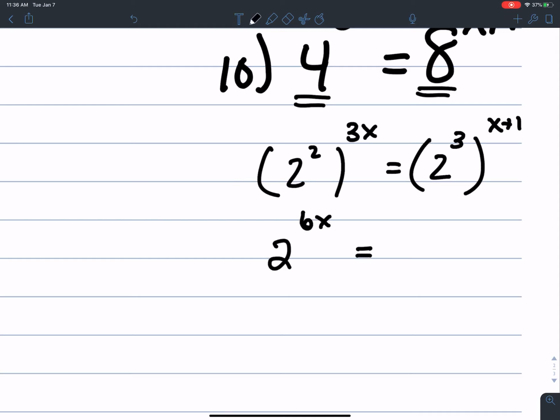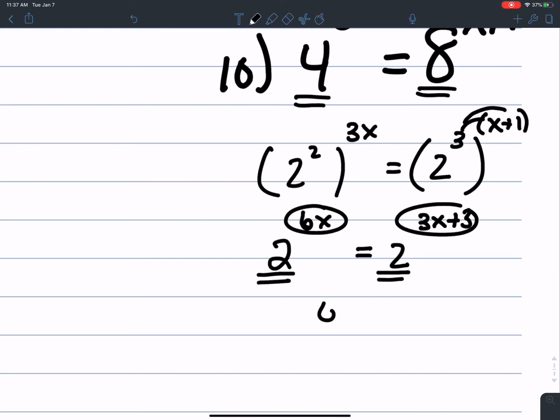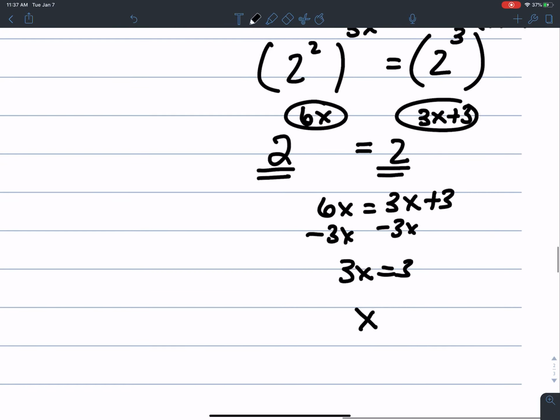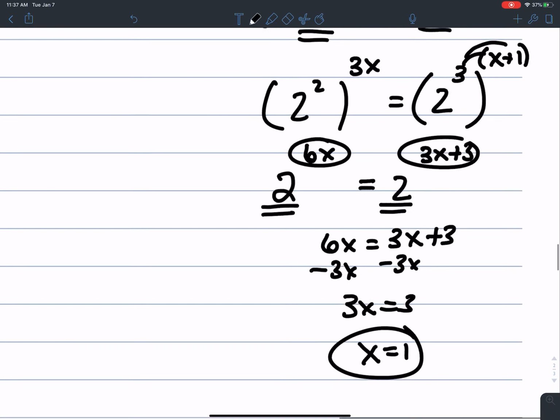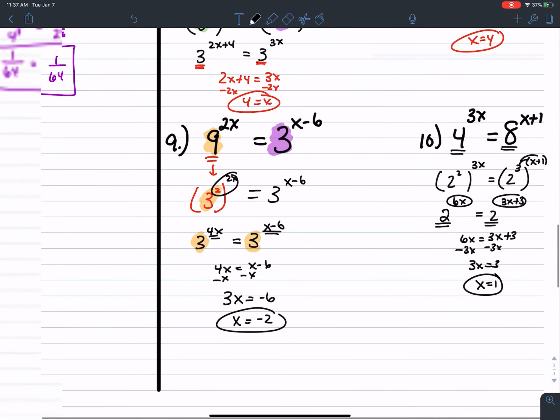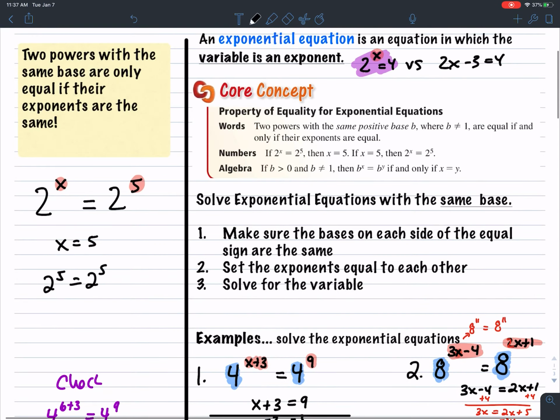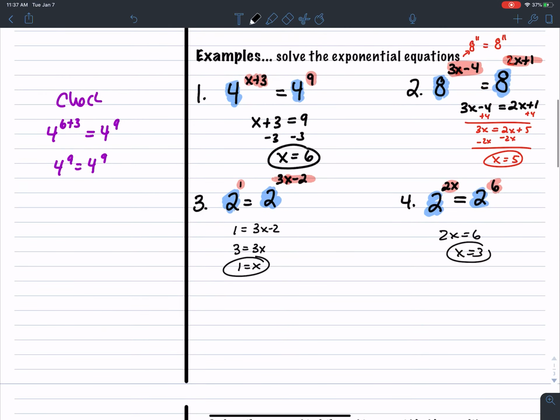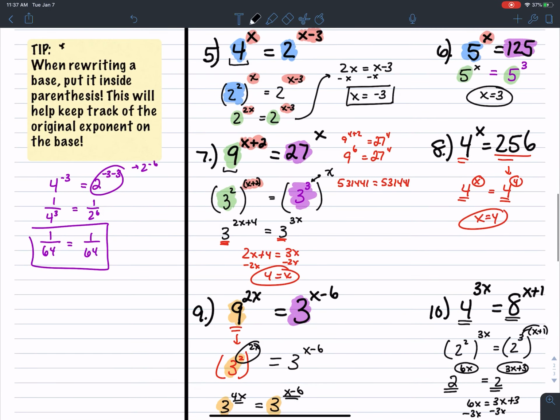And on the right, when I'm multiplying these two together, I do need to use the distributive property. So we get 2 to the power of 3x plus 3. So now their bases are the same, which means their exponents must be equal. So I write a new equation. We'll isolate the x's, and we'll divide. So we get the answer of x is equal to 1. So that's our method for today, solving exponential equations. Some of them have the same base, and then some of them will have different or unlike bases.